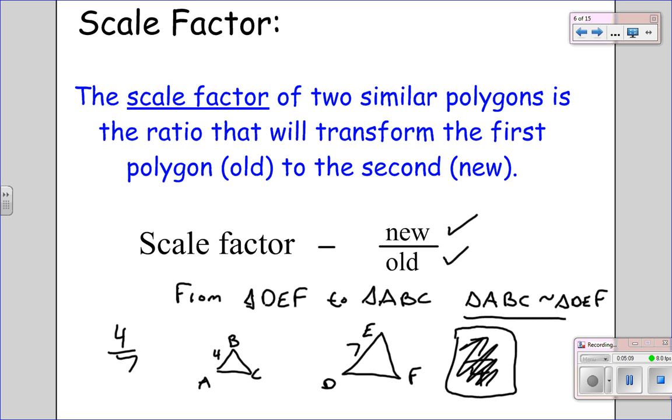And don't forget that this is what a similarity statement is as well. You'll see questions like that on your homework. So in other words, angle A will still be congruent to angle D, B will be congruent to E, C will be congruent to F, AB will be proportional to DE, and BC proportional to EF, AC proportional to DF.